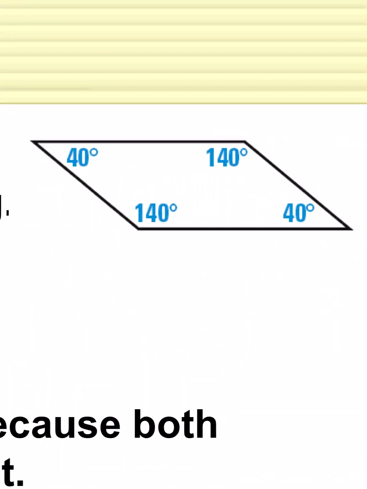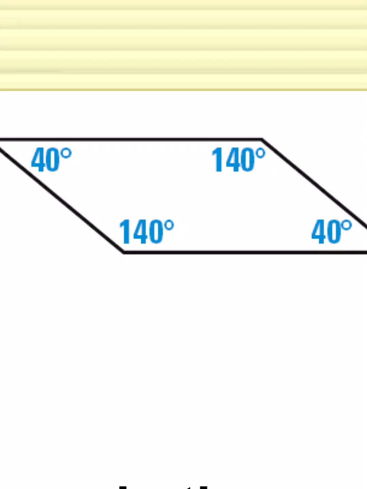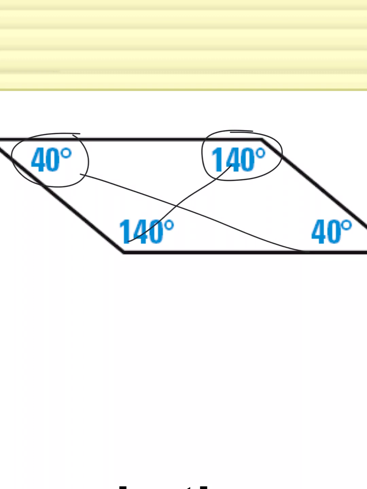Looking at this shape, what does it give us? It gives us angles. What do we know about angles of a parallelogram? They all add up to 360. What else do we know? The opposites are the same. Let's check. I'm going to check 40 up top. What's across from that 40? 40. Okay, let's check the other one, 140. What's opposite? 140. So is this a parallelogram? Yes.